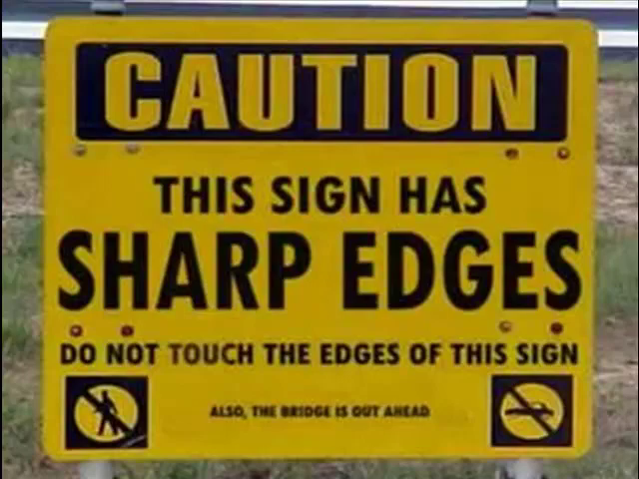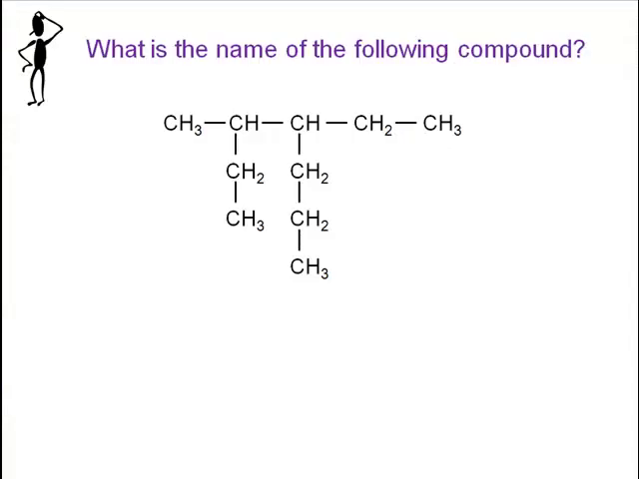What is the name of the following compound here? All right, if we look at this compound here, a lot of people would say it's 3-methyl-4-propylhexane.